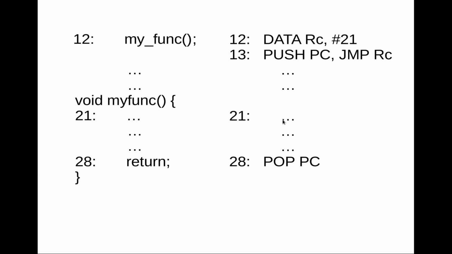And so when we start executing our function here at 21 and come across this pop instruction, which is the equivalent of the return instruction, well, then we will in fact be restoring the value 14 to the program counter, and so we'll continue working on our program here.